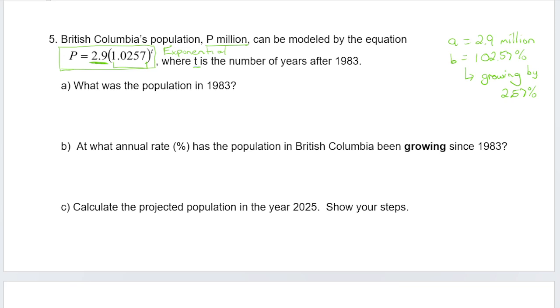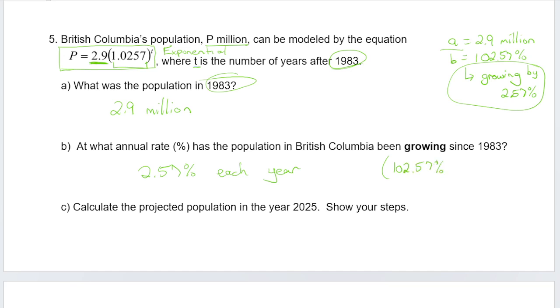And then we don't know anything about t because we don't know what year we're talking about yet. So what was the population in 1983? 1983 was when this started. So how much was it at the beginning? That's our initial condition. That's our a value. 2.9 million people. What percent has it been growing? Well, it's been growing by 2.57% each year. If you forget this little bit here and you get like a 102.57%, you'll get the majority of the mark.